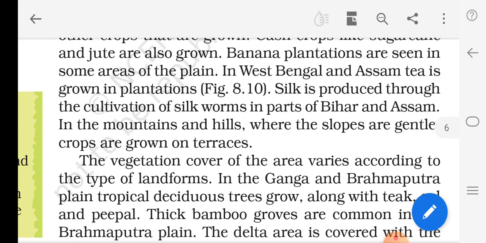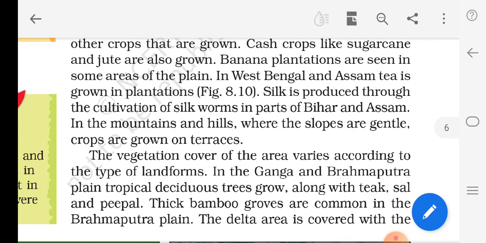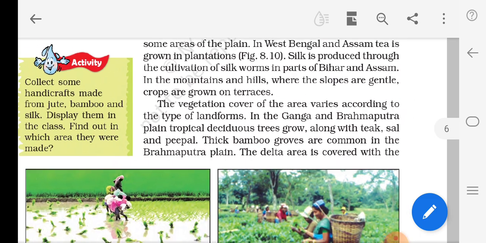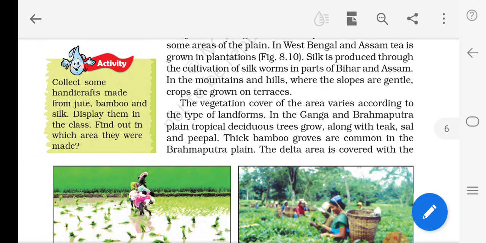Slopes are gentle, crops are grown on terraces also. In the mountain and hill area, there is also cultivation, but the slopes are very steep, no? So the crops are grown in terrace farming. Terrace farming is one kind of agriculture. The vegetation cover of the area varies, in different forms. Already we have named, because of the landforms, the vegetation and the growing plants also will have some differences.